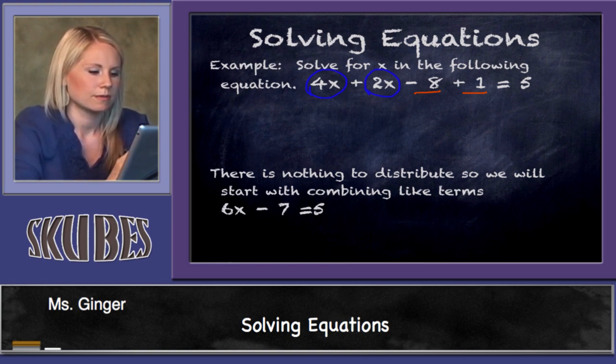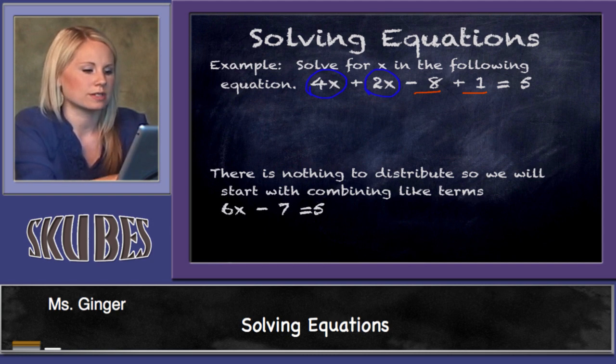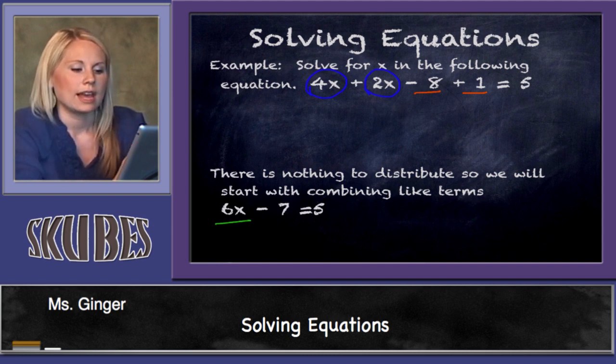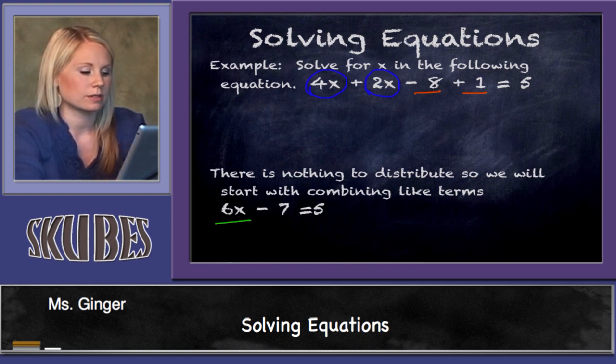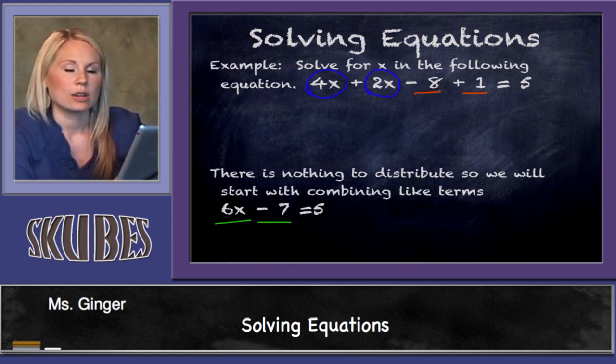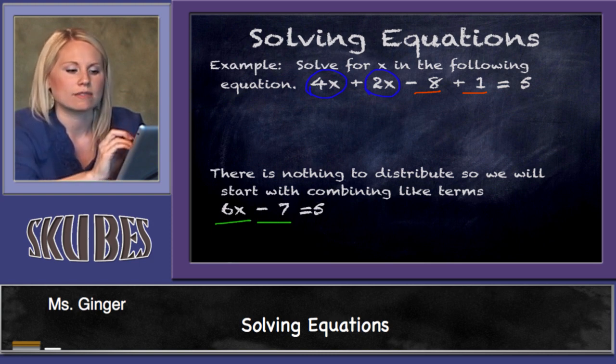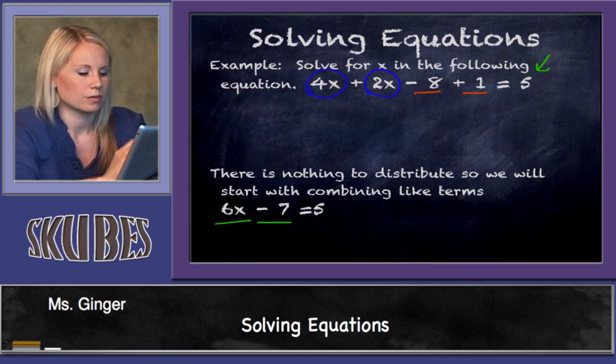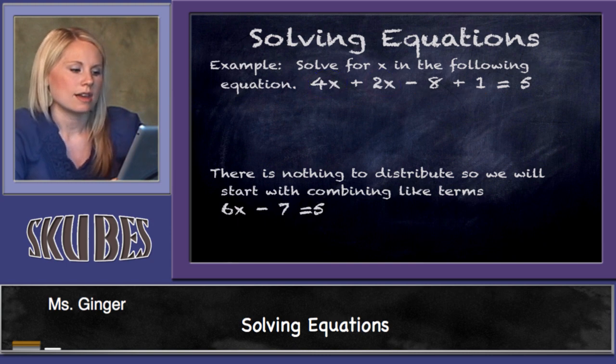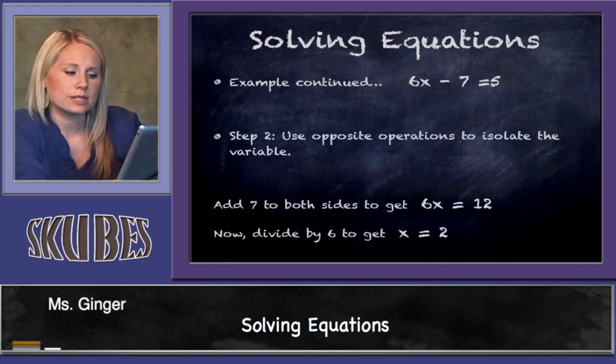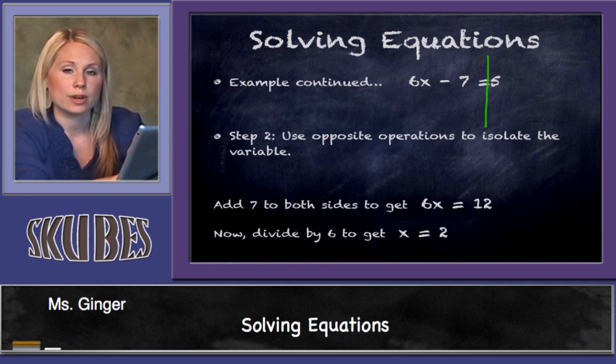So we'll have 4x plus 2x, which gives us 6x. You can see that down here. And our negative 8 plus 1, which gives us negative 7, equals 5. There was nothing else on the right-hand side of the equation to come together with this 5, so that's all we've got over there. So 6x minus 7 equals 5. And now, I don't see anything else that could come together on each side of the equal sign as far as like terms go. So I'm going to start looking for opposite operations that need to be used to get the x by itself. So I've got 6x minus 7.